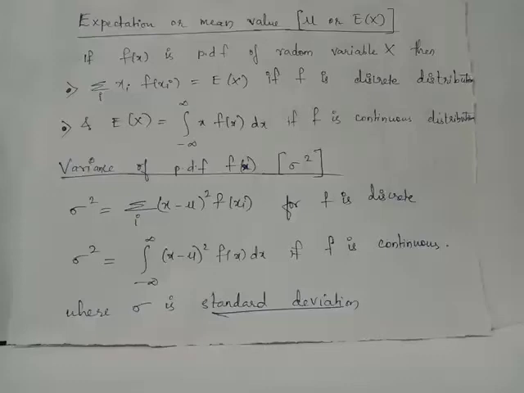This expectation or mean value, which is represented using the notation mu or capital E of x, where capital X is the random variable and f of x is the probability density function. A random variable x can be a continuous random variable or a discrete random variable.